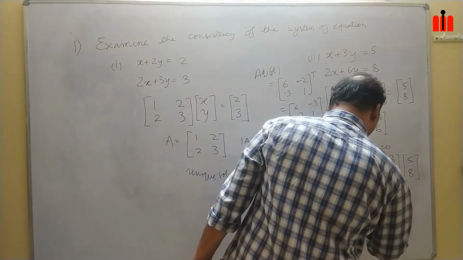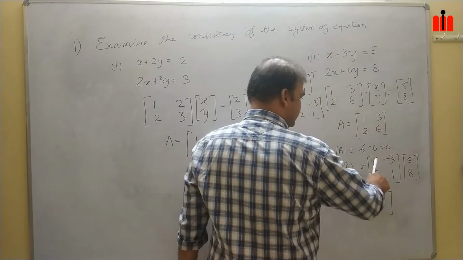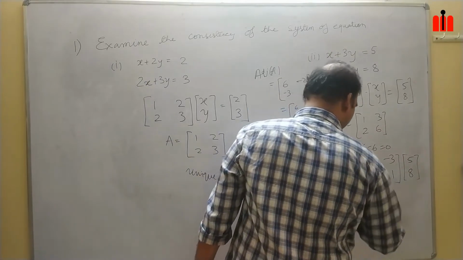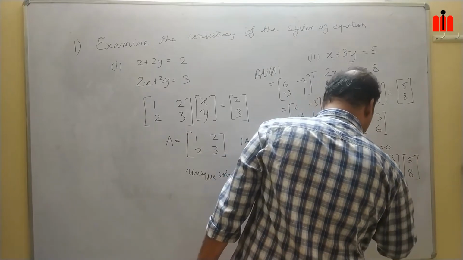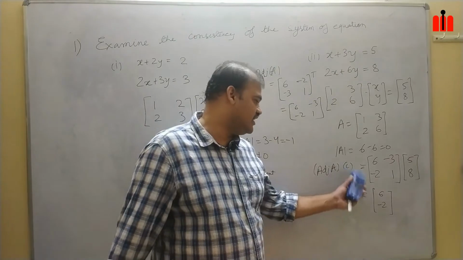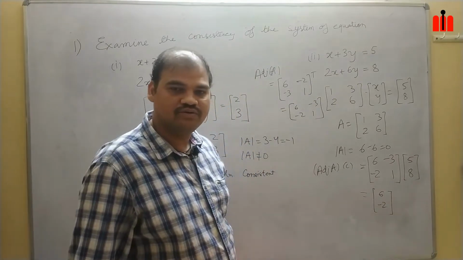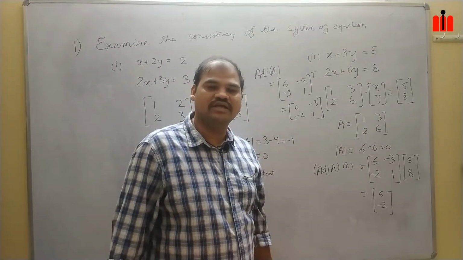Now what will be the result of this? This will be a one column matrix. 6 fives are 30, 8 threes are 24. 30 minus 24 is 6. Minus 10 plus 8 is minus 2. So this is 6 and minus 2. That means adjoint A into C is not equal to 0. Whenever it is not equal to 0, it means the equations are inconsistent.